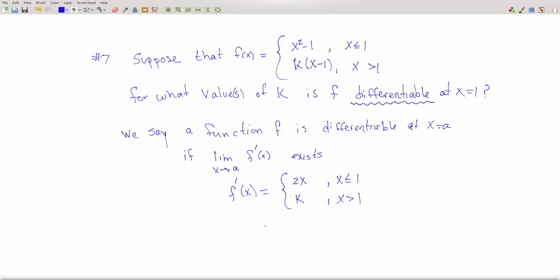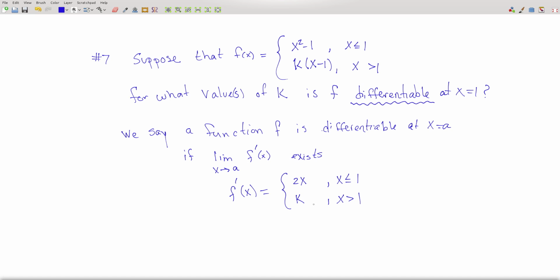Okay, so now when will this limit exist? Well, for this limit to exist, it needs to have the same left-sided limit as it has right-sided limit. In other words, the limit has to be the same as we approach the derivative of f of x for values that are less than 1, and also for values that are greater than 1.